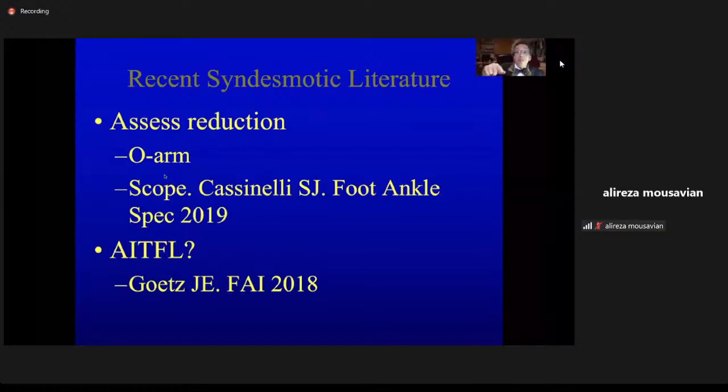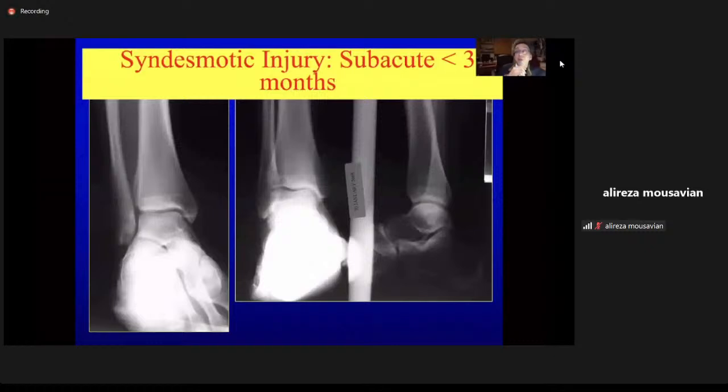Now, how do you assess reduction? These days, we're looking at modifications of C-arms. There are ways to do it with a scope. And some people are recommending direct repair of the ligament. I certainly like to do fixation of a fracture fragment. So if we have a Chaput fracture or a Wagstaff fracture that anchors the syndesmosis anteriorly, or a posterior malleolar fracture that anchors the syndesmosis posteriorly, I recommend fixation.